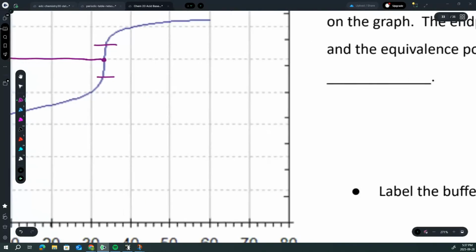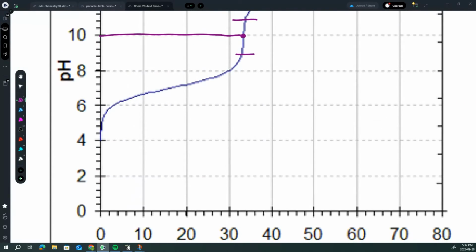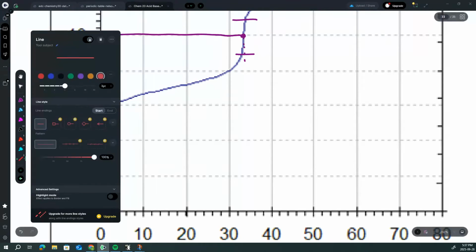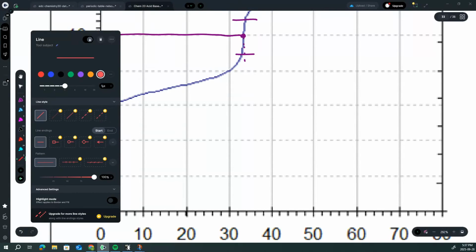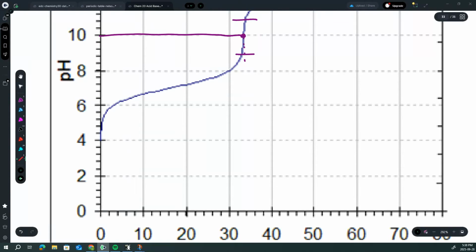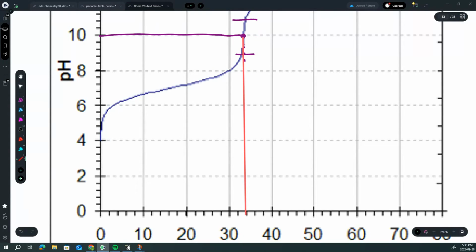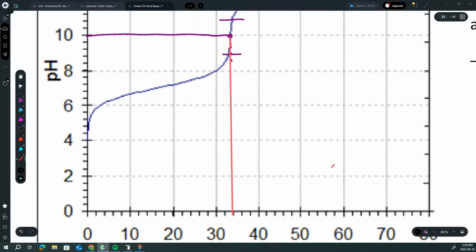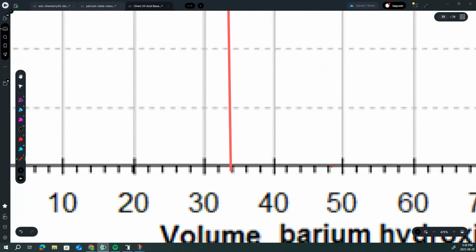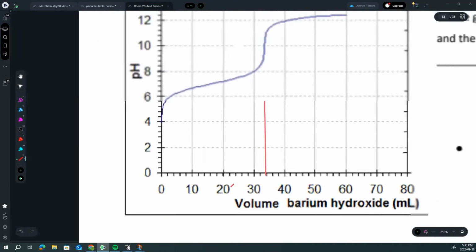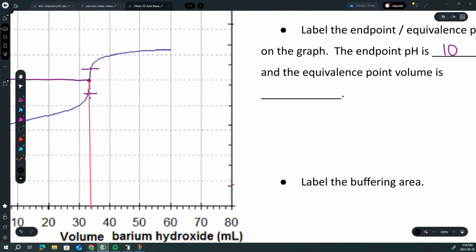And the equivalence point volume. Okay, so for this, I just have to trace down, and ideally this would be better if I had a ruler, but what I'll use instead is just a line tool, because that's what I have access to. Looking like our equivalence point volume is right around, so each of these tick marks is worth 2, so right around 34 milliliters.